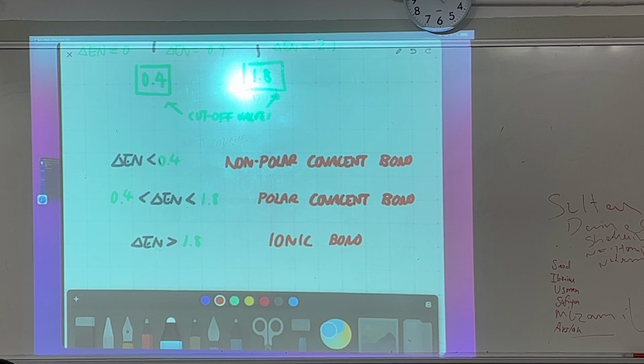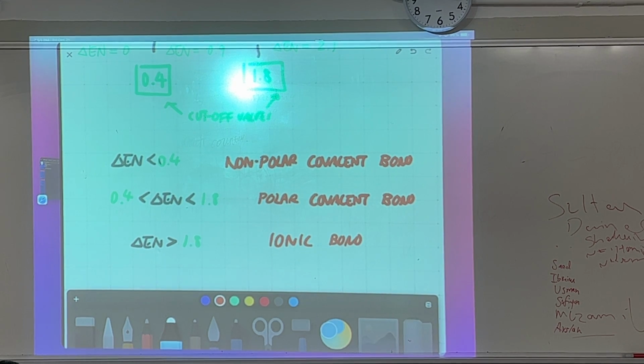So we have three different cases here. You cannot think of a fourth case because the delta EN can only be smaller than 0.4, between these two values, or larger than that. Even when you have delta EN equals 1,000, it will still be in the third category, right? So this covers all the three cases. You cannot think of a fourth case. So these are the three types of bond we'll encounter in chemistry.